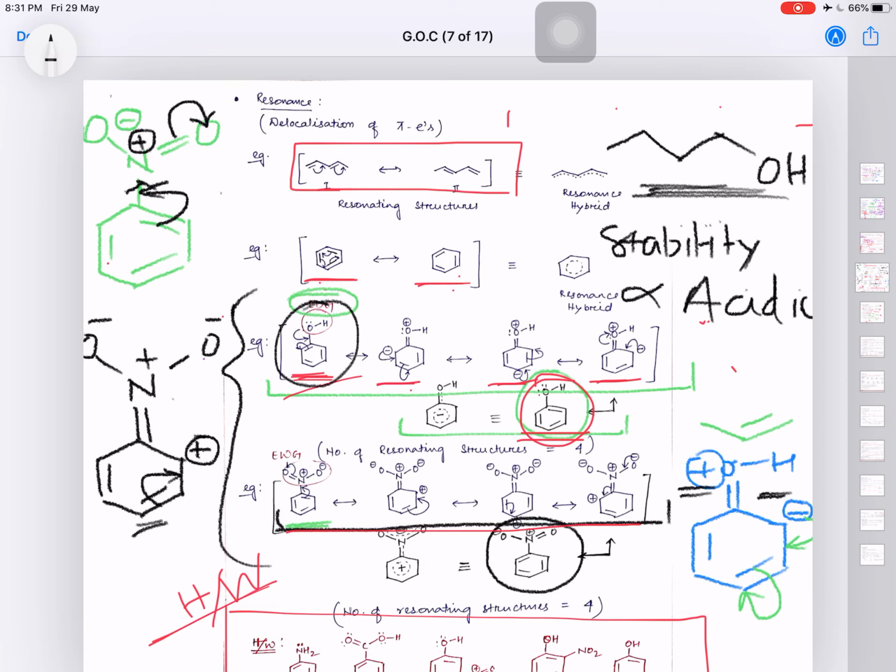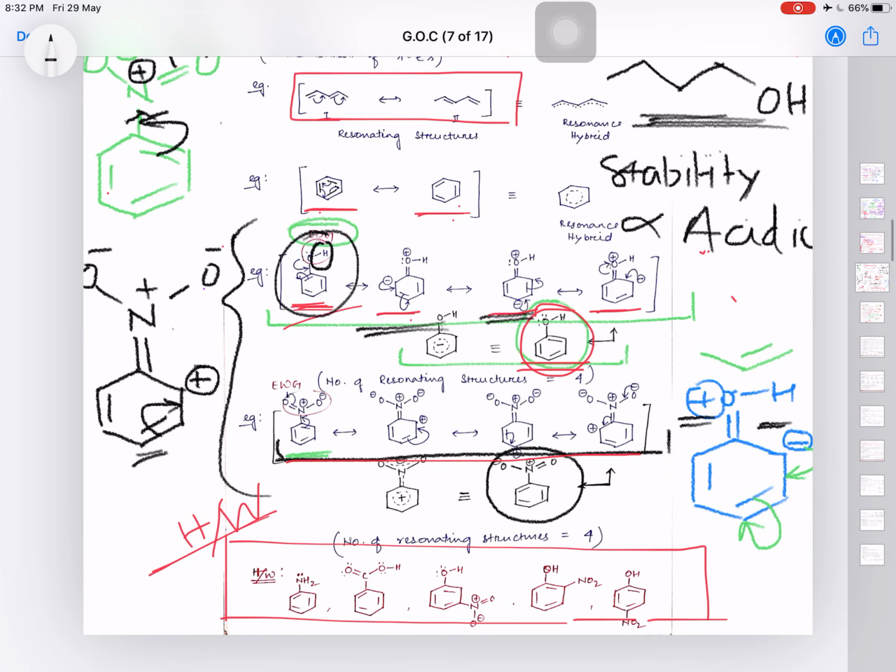because when the hydrogen atom is given away by phenol, the minus charge on oxygen will be stabilized by resonance in the benzene ring. As a result, phenol is more acidic compared to alcohols. Okay, so this is important from the examination point of view. So you try to draw the resonating structures for these molecules and try to find out the order of stability also for five of them.